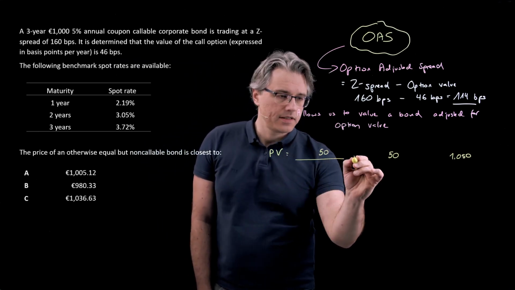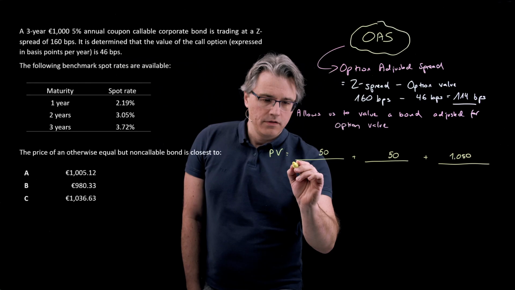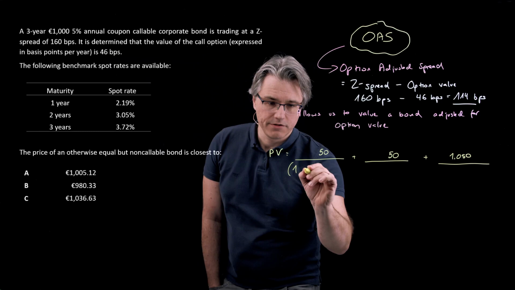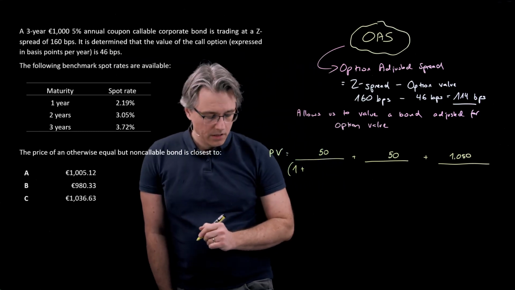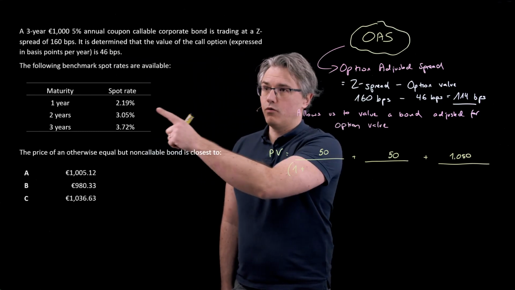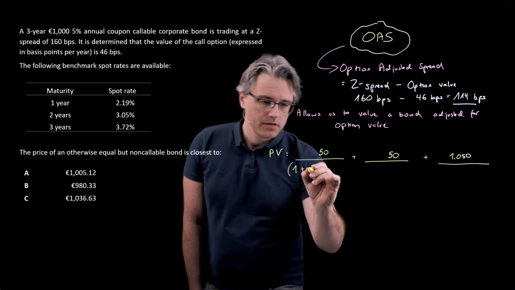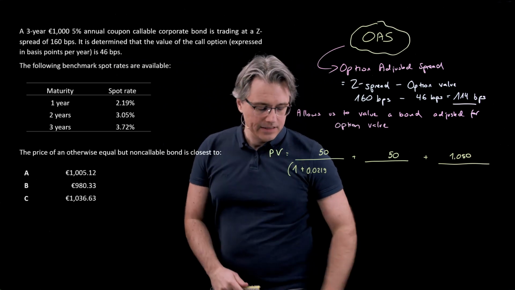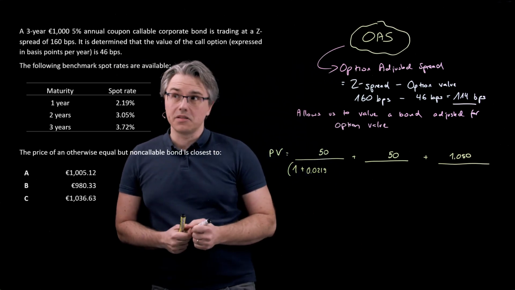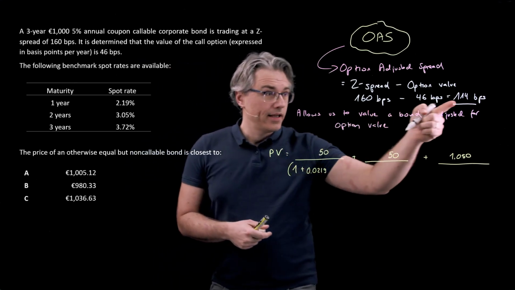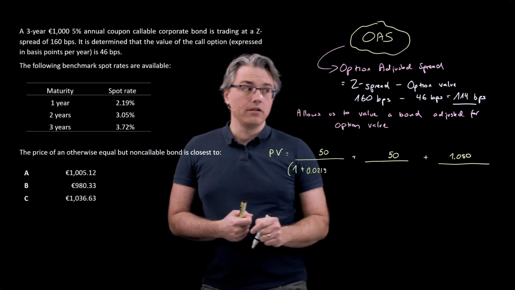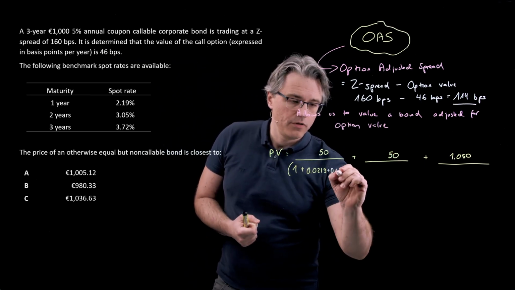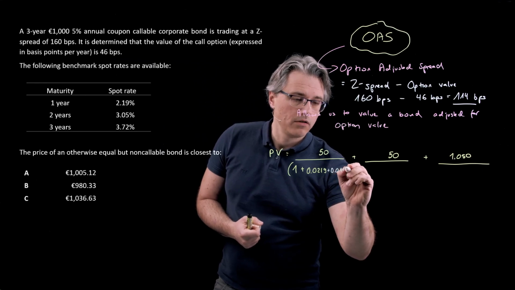And we're going to have discounting over here. In the first instance, for that first cash flow, the discount factor is going to be 1 plus whatever is the spot rate for 1 year. That's 2.19%, so 0.0219. And now, instead of adding the Z spread, which is what I did before, I'm going to add the option adjusted spread, or OAS. So that's going to be 0.0114.